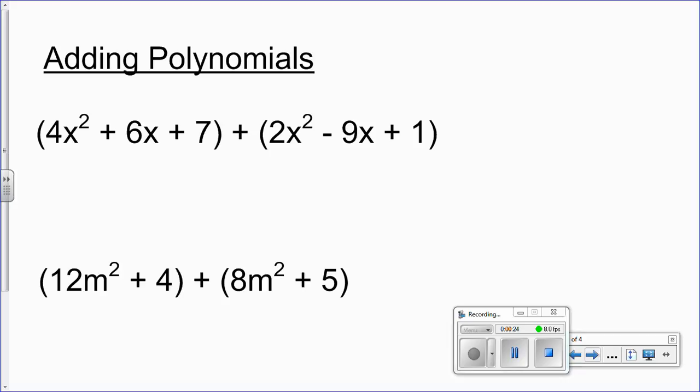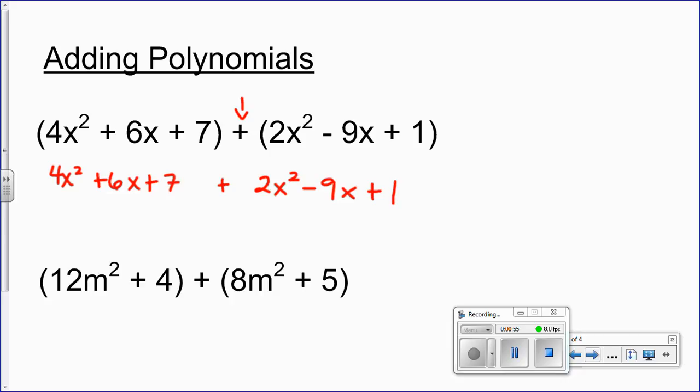Okay, so adding polynomials is just like adding like terms. Since there is a plus sign in the middle, all that means is that we're adding, and we can drop the parentheses. So let me take off the parentheses. And now we're just combining like terms.